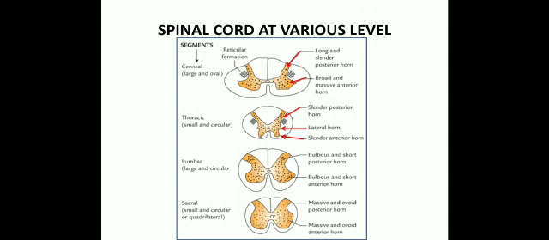At the level of lumbar, it is large and circular. The posterior horn is bulbous and short, and the anterior horn is bulbous and short. In the sacral region, it is small and circular or quadrilateral. The posterior horn is massive and ovoid, and the anterior horn is massive and ovoid. In this lumbar and sacral region, the anterior horn is large to supply the lower limbs.